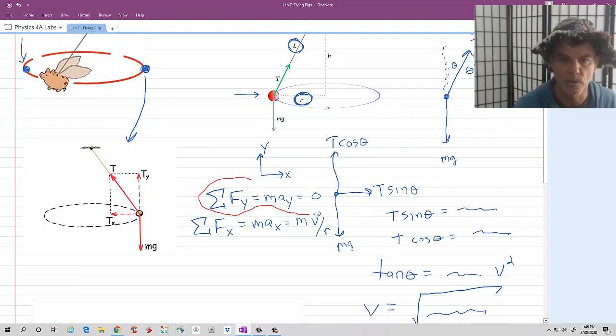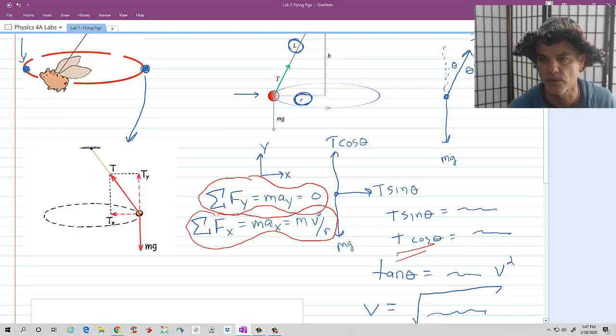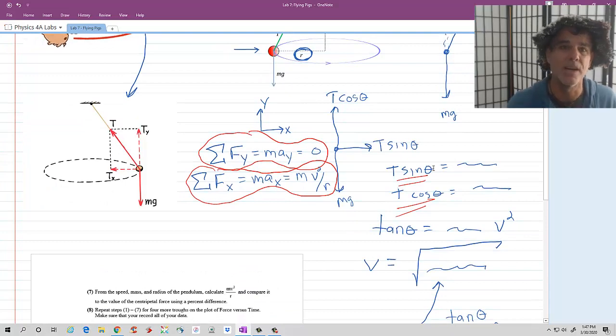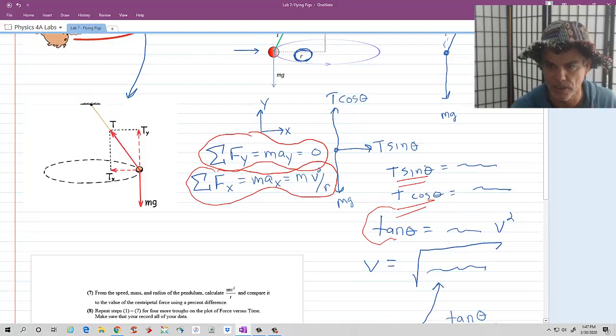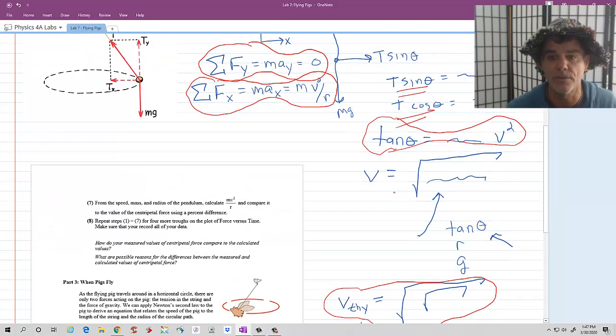Sum of the forces in the y direction equals MAY, which is 0. You're going to get one equation that's basically going to have T cosine theta in it. You're going to apply the sum of the forces in the x direction equals MAX, which is mv squared over r. You're going to get an equation with tension in it, or T sine theta. What you want to do is divide those 2 equations, get a function of tangent, which is going to depend on v squared along with some other quantities. You're going to solve for v.